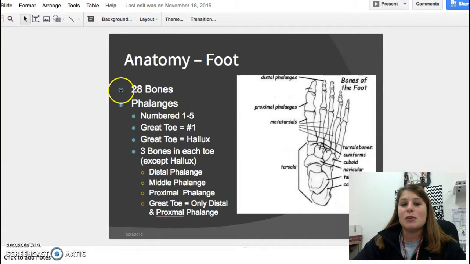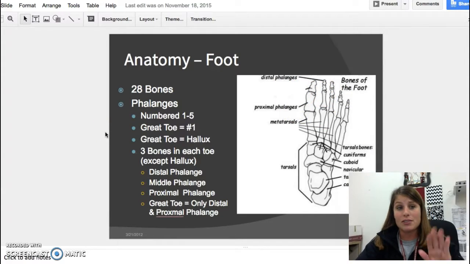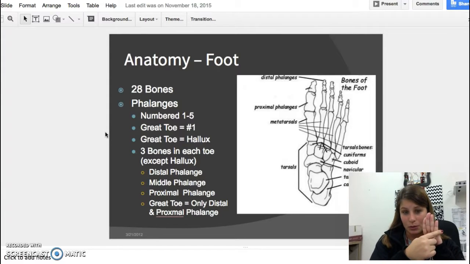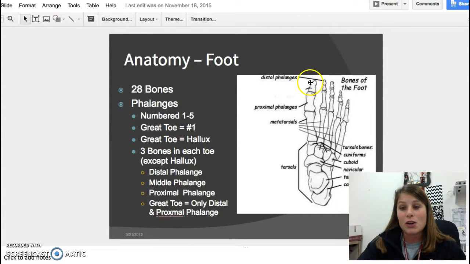Okay. You can see the first part that we have are phalanges. Okay. I'm sure some of you have heard that word before. So you can see right here, phalanges. Our toes are numbered 1 through 5, starting medial and going lateral. So the big toe, that hallux, is going to be toe number 1. Then we have toe number 2, toe number 3, toe number 4, and toe number 5.